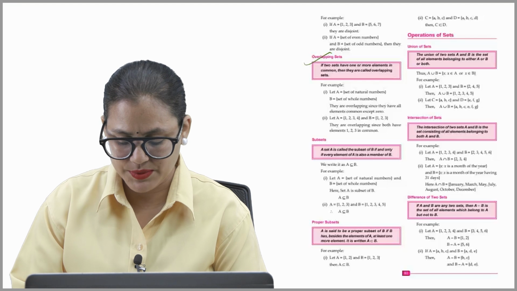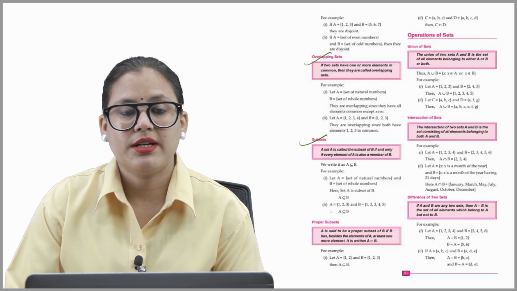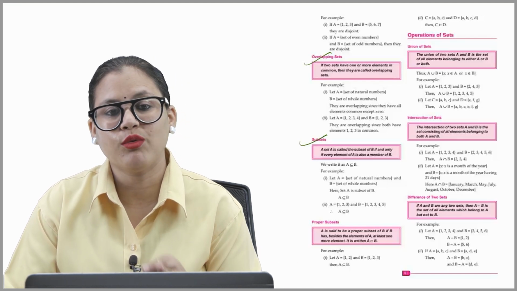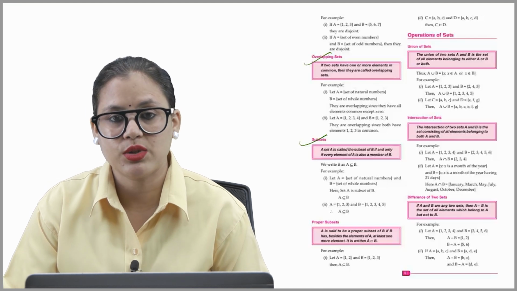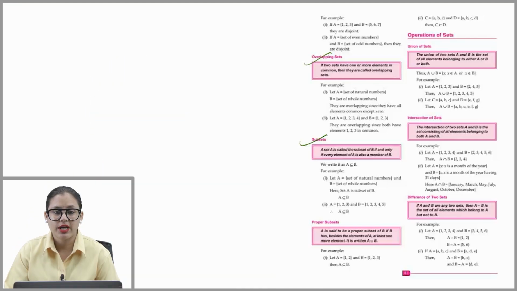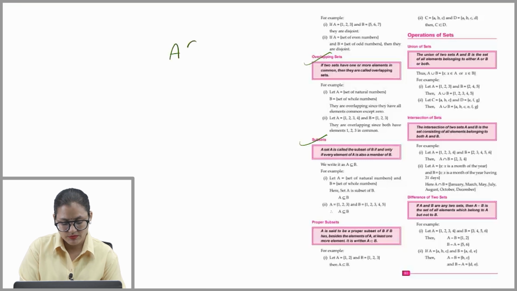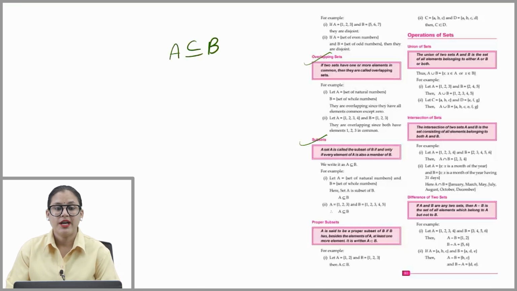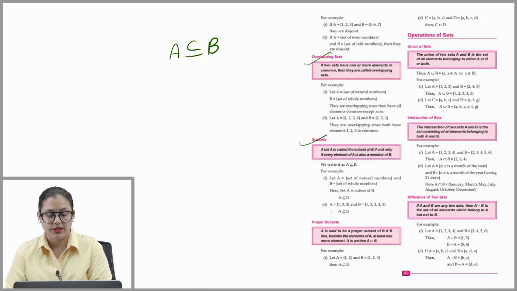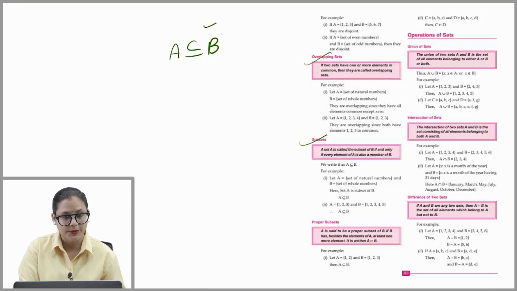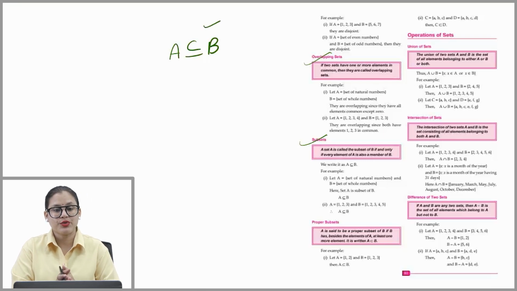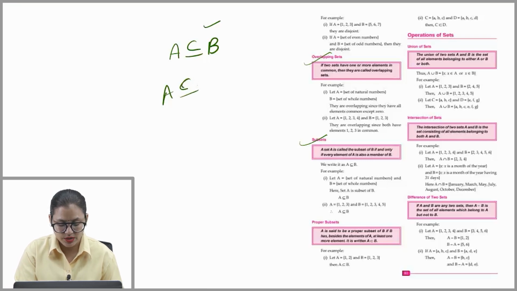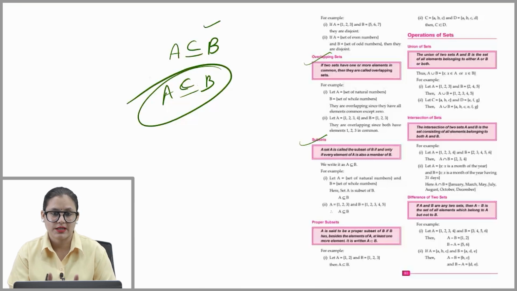Next, subsets. A set A is called a subset of B if and only if every element of A is also a member of B. So we write this as A ⊆ B. For example, A is the set of natural numbers and B is the set of whole numbers. So here set A is a subset of B. If A = {1, 2, 3} and B = {1, 2, 3, 4, 5}, then A is a subset of B. This is the symbol of subset.